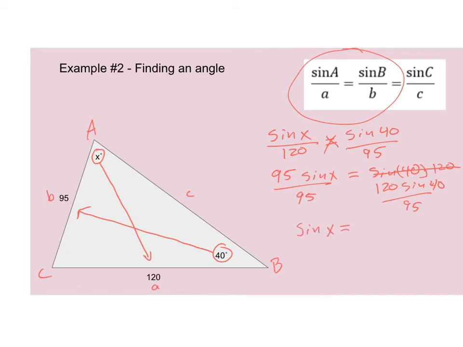Now, I'm going to put this into my calculator. When I do that, I'm going to get 0.8119. Now, in order to find x, that's where I have to do the inverse sine. So in my calculator, I'm going to do second sine and then 0.8119. And when you do the inverse sine, you'll end up with 54.28.